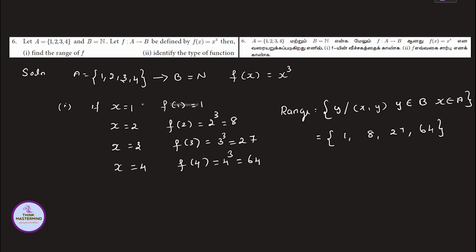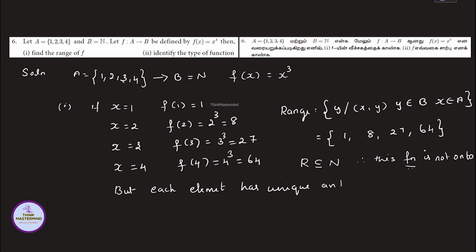Identify the type of function. So here the range is 1, 8, 27, 64, but the codomain is N. Therefore the range R is a subset of N. Therefore this function is not onto, but each element has a unique and distinct image. Therefore f is 1 to 1.